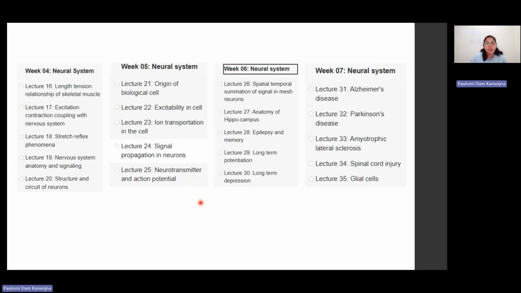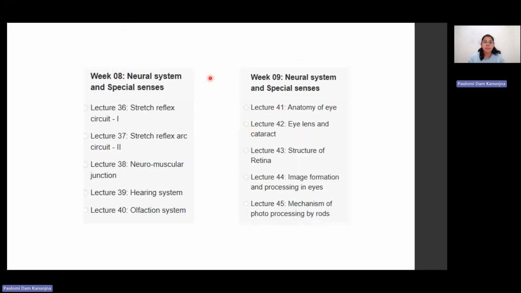Okay. And then we moved to epilepsy. So, all the associated disorders: epilepsy, long term potentiation and depression, Alzheimer's, Parkinson's, ALS, spinal cord, and then glial cells, just as a topic which is part of your neural system, or which is also included in the neural system, right? So we covered all of these, and then, like I said, we discussed the stretch reflex arc again, and then moved to other systems.